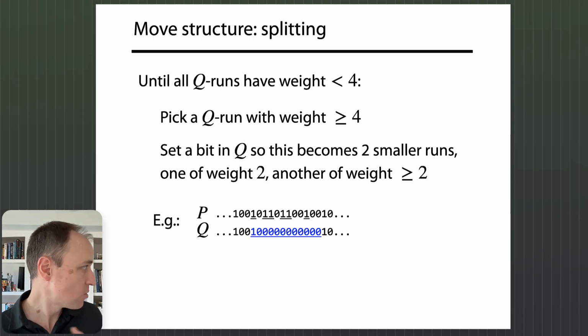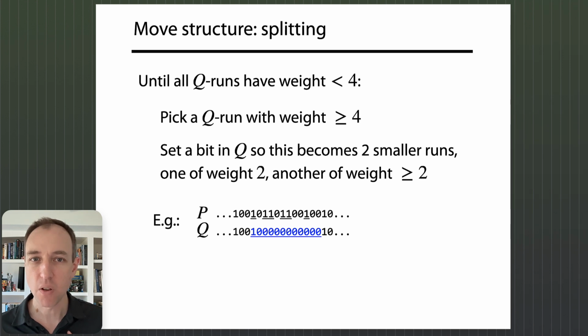Well, weight 6 is too large, right? We want all the Q runs to have weight less than 4. So we need to split it. So where do we split it? Well, I'm saying we should split it so it becomes 2 smaller runs, one of weight 2 and another of weight greater than or equal to 2.